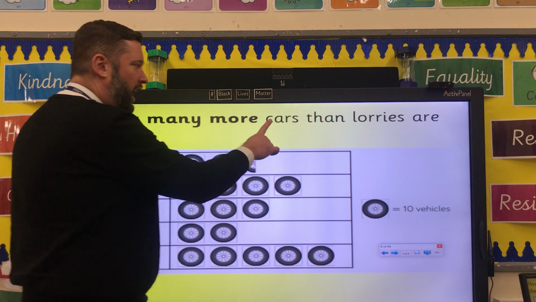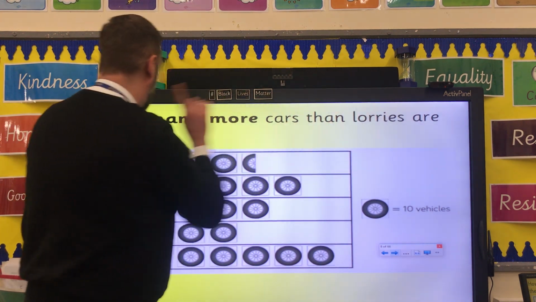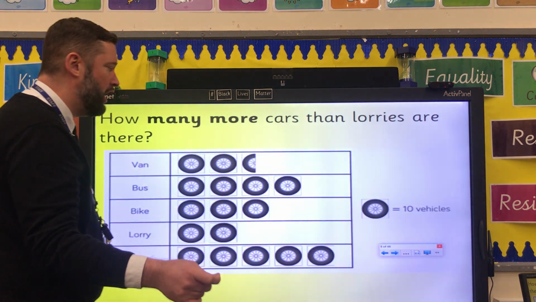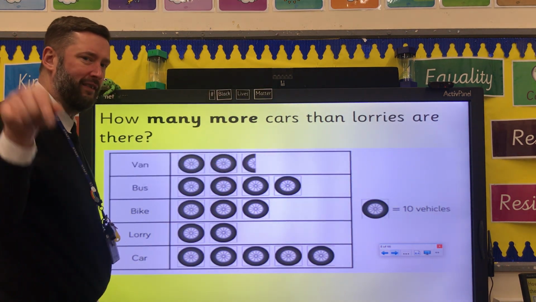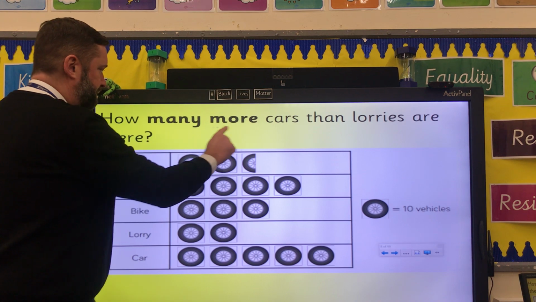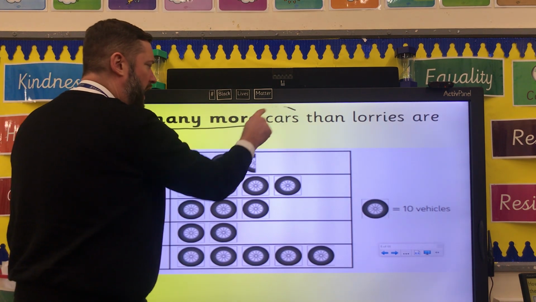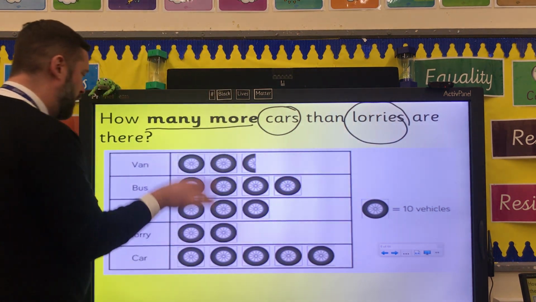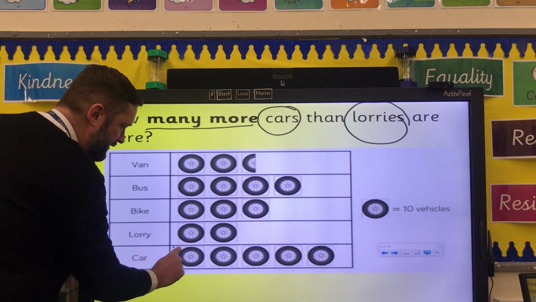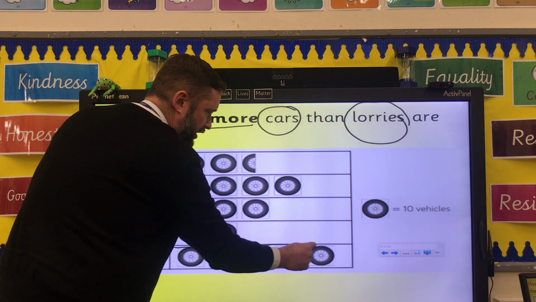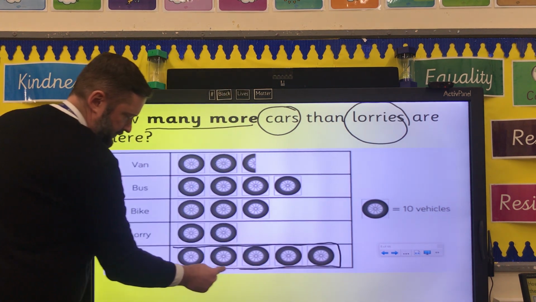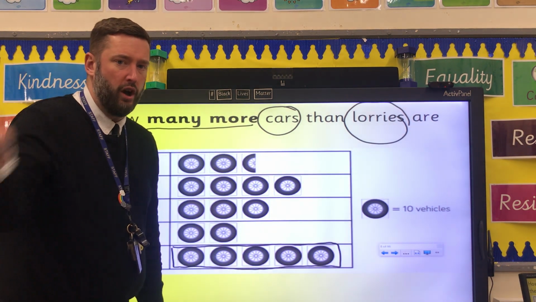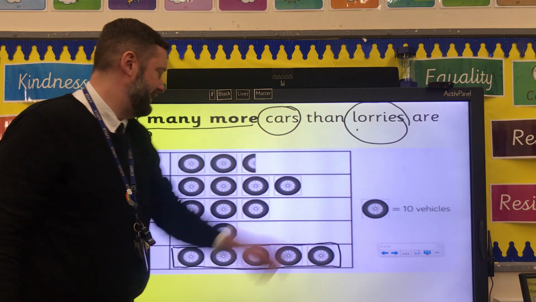How many more cars than lorries are there? Right, do you remember with how many more questions? We have to draw our bar around the correct row. So, how many more cars than lorries? I'm going to draw a bar around the cars, nice and neatly, just round the pictures. Which other row am I going to draw a bar around? The lorries.